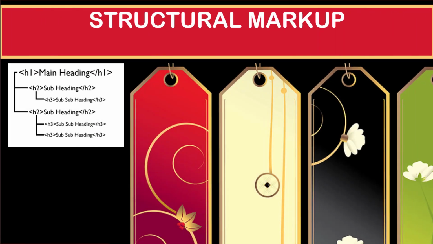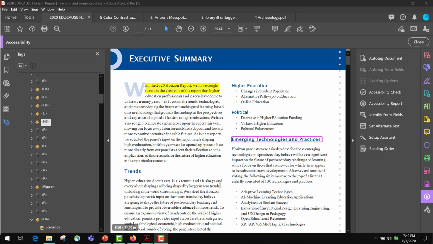The next thing we're going to talk about is the structural markup. We've already talked about the tagging of the auto tag feature and how you have to make sure your tags are in an order like H1, H2, H3, and so on. When you do that, you're also able to add another component to a PDF, and that is the bookmarks. So you can build bookmarks if your structure is all in place.